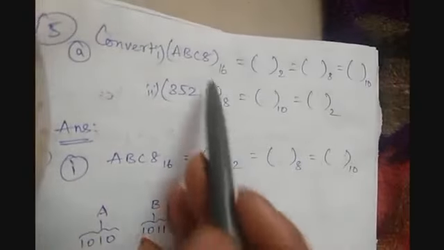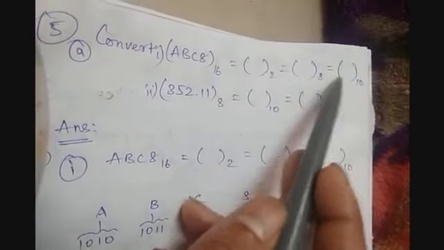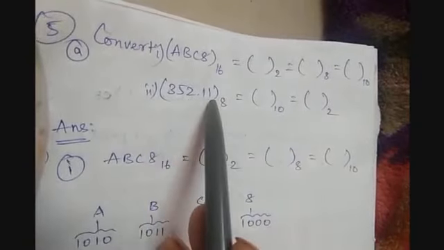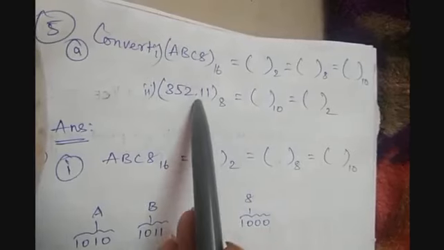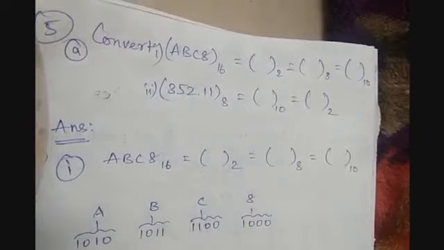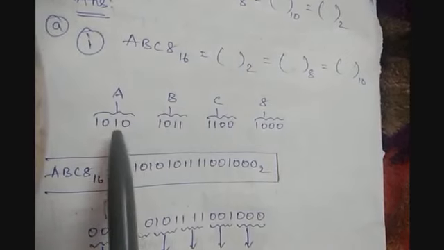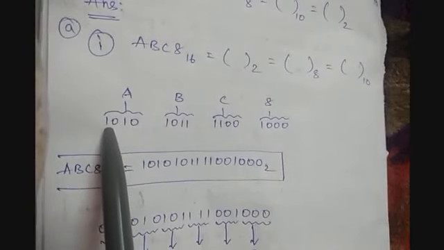Conversion based problem. Convert ABC8 into binary, octal and decimal, and 352.11, which is an octal number. We should convert this into decimal and binary. We can easily convert hexadecimal into binary with the help of the 8421 method.